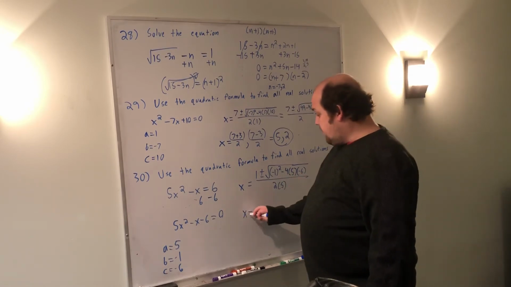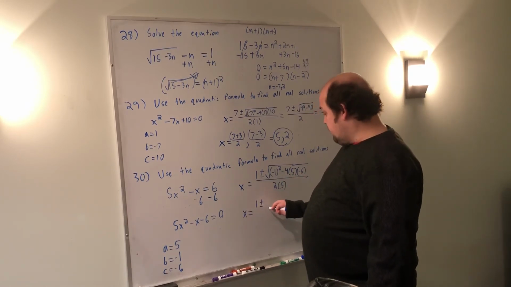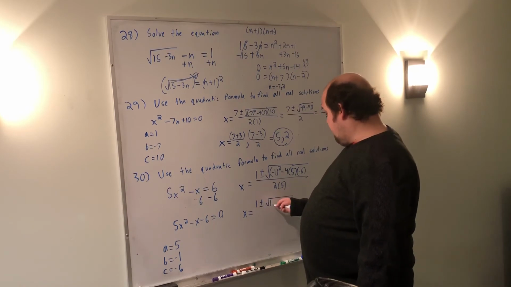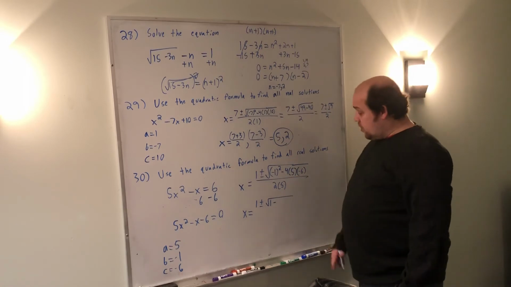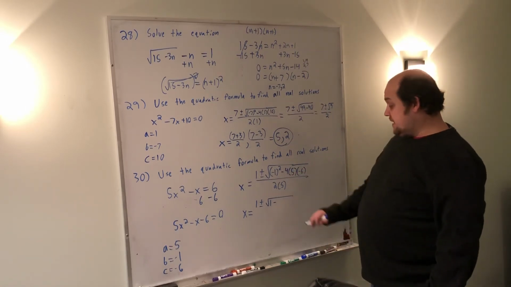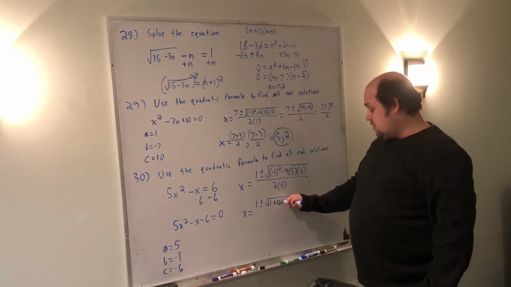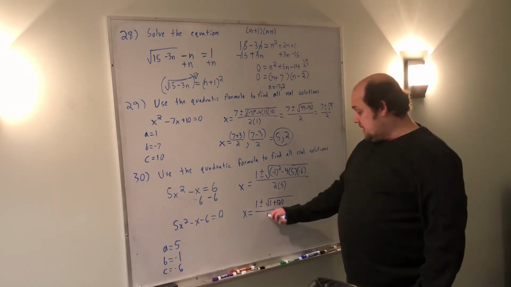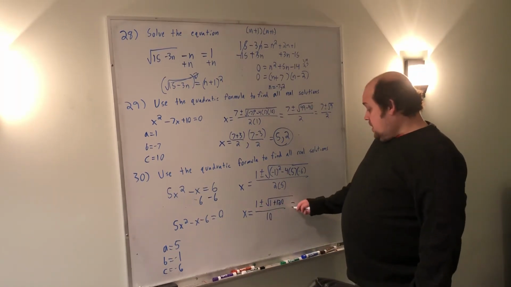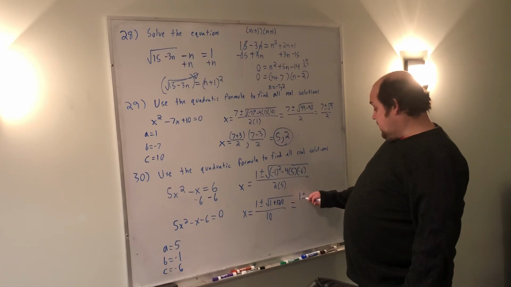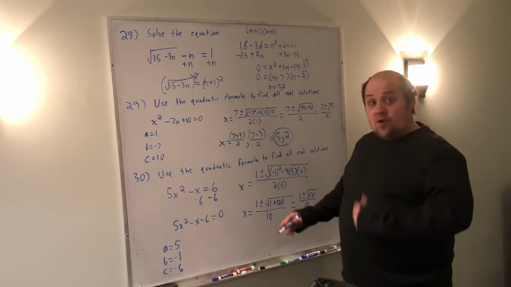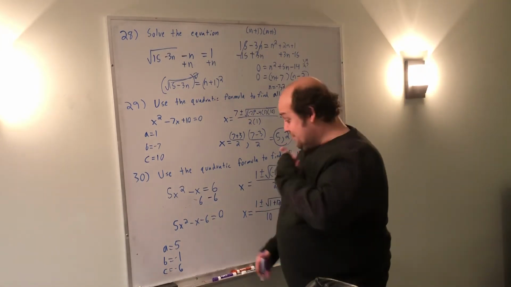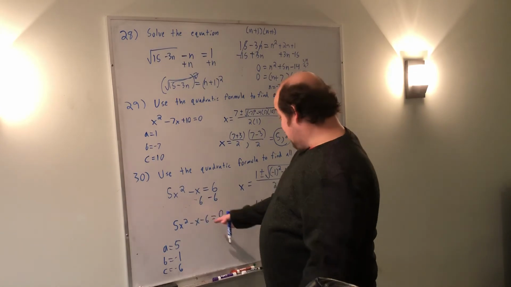As I clean this up, it becomes x equals 1 plus or minus the square root of 1 minus 4 times 5 is negative 20 times a negative 6 is positive 120, all over 10. This becomes 1 plus or minus the root of 121 over 10. Again, that's a perfect square. So I didn't actually do this intentionally to make that a perfect square. I thought I was giving random numbers.